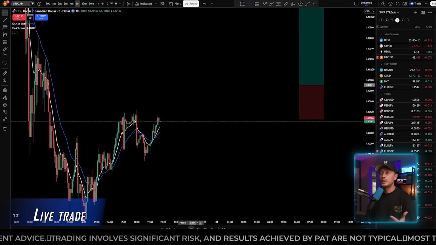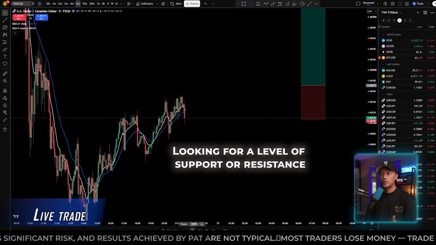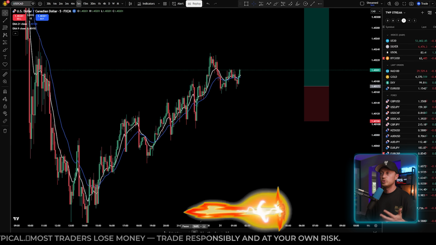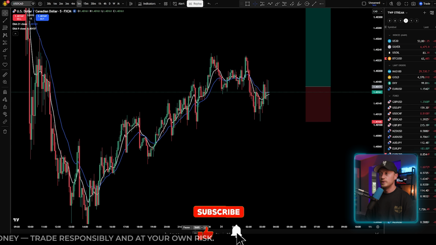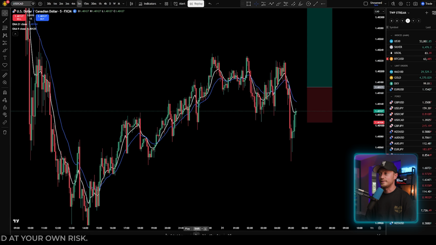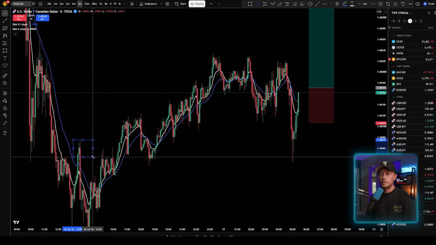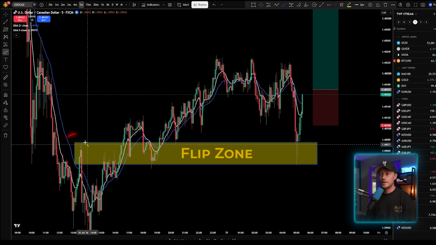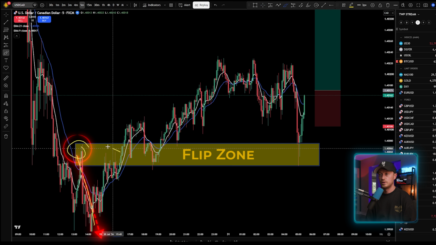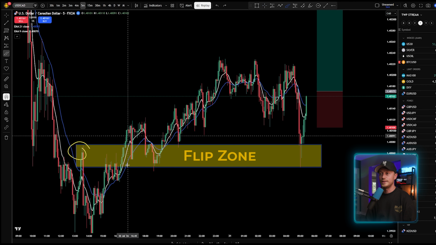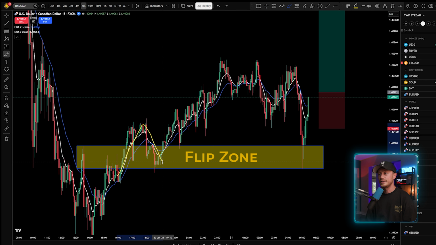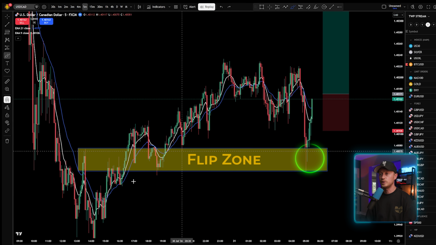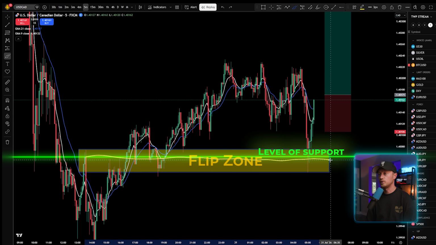The first thing I'm looking for is a level of support or resistance to get into a trading position. Since I showed you support, the first thing I'm going to do is show you support again right now. So let's mark out this level right here. This is what I like to call a flip zone. We used this level as resistance, pushed down multiple times before inevitably breaking through that level, retesting that level, pushing up, and then coming back to that level again. So clearly, this is my strong level of support.